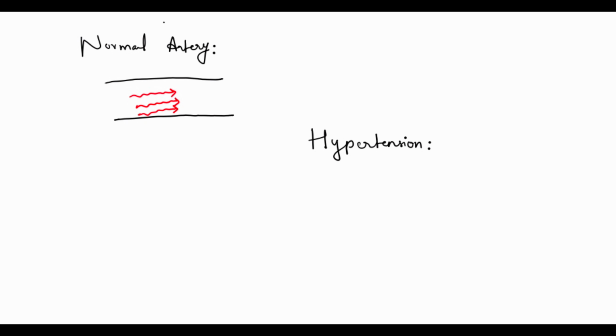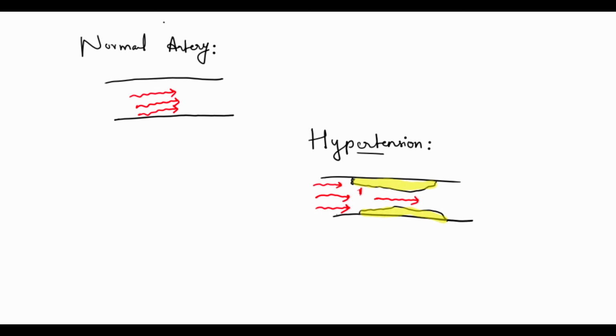Now, what happens in hypertension? Take the same artery over time due to different causes, for example, fat buildup inside the blood vessel. The passage becomes narrower. Now the heart has to push harder to move blood through that tight pathway. This increased force of blood towards the arterial wall is high blood pressure.